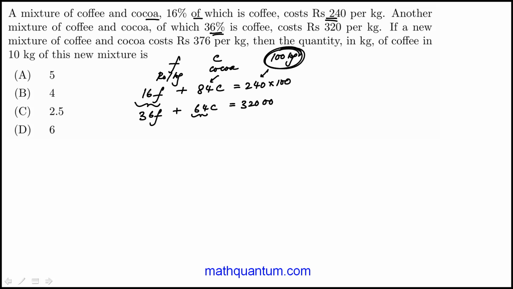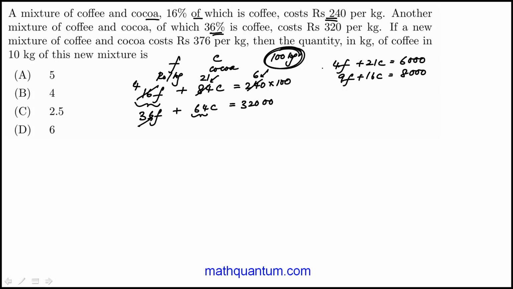Now, I'm going to reduce these equations, so divide this by 4. That's 21 and 6. So that becomes 4F plus 21C is 6,000. And that's, I think, the best I can do here. And here again, I divide this by 4. So it's about cleaning up these equations.